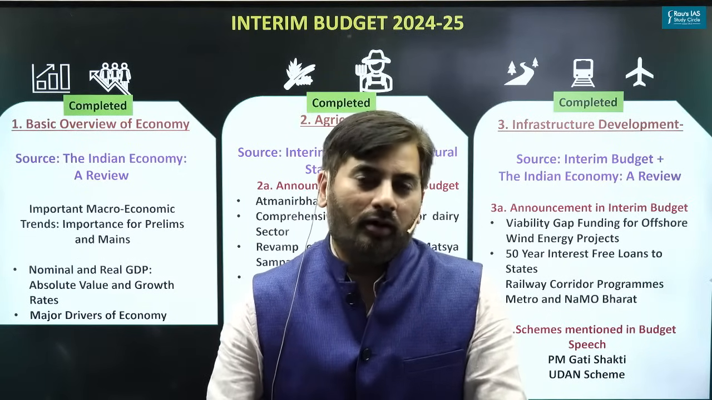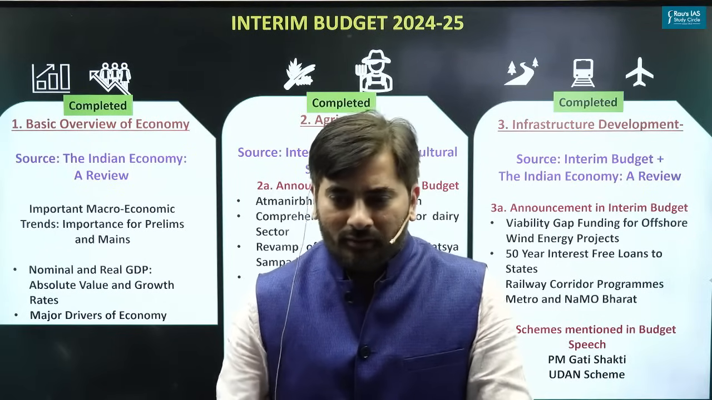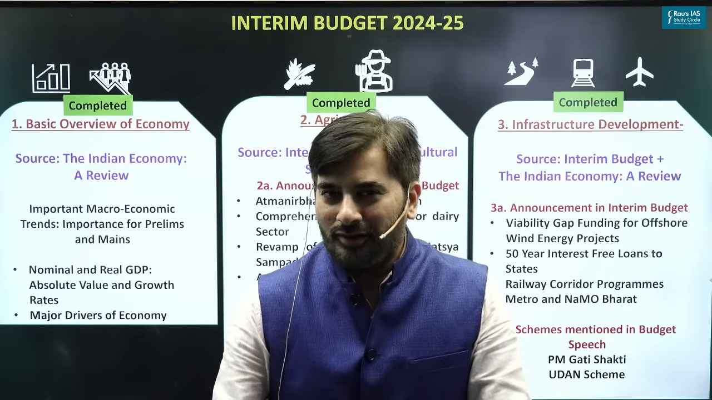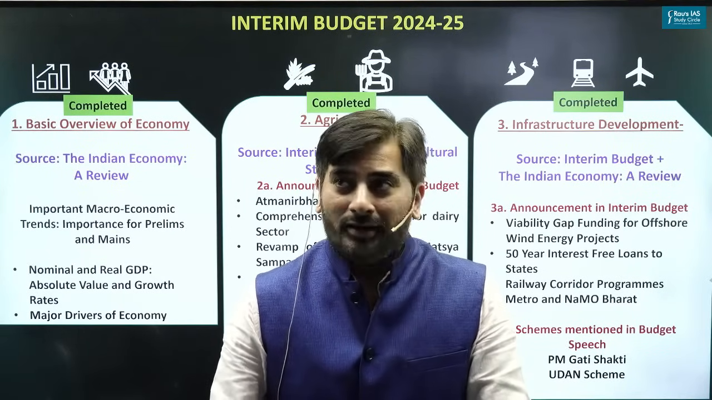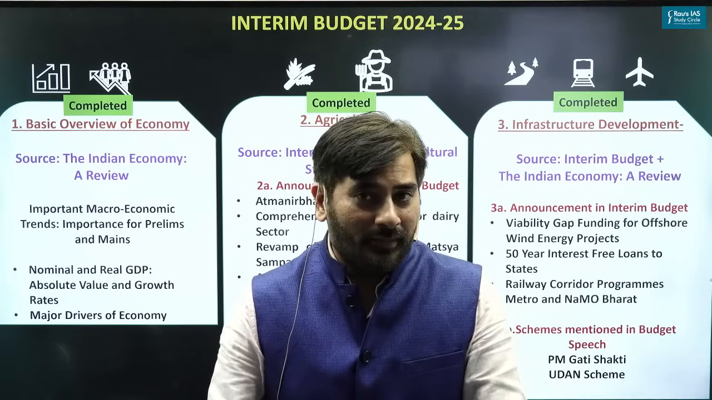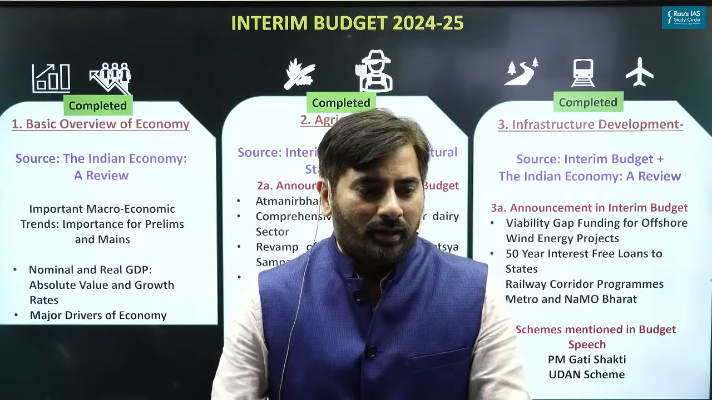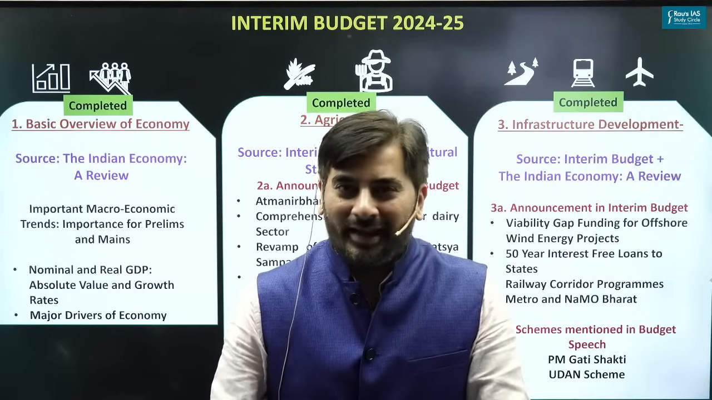In part 1 of the analysis, we had discussed in detail the various aspects of the public finance. That is, we had discussed the important trends in the tax to GDP ratio, trends in terms of deficit, trends in terms of debt, and so on. The second analysis of the interim budget was carried out on February the 9th.